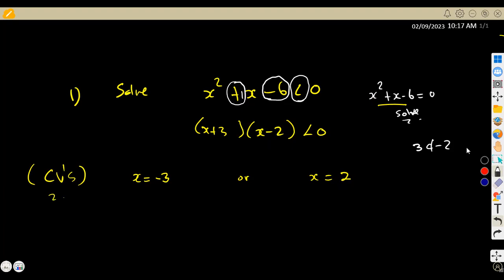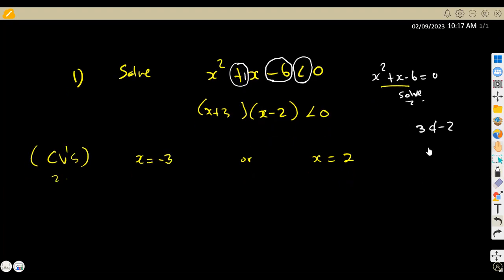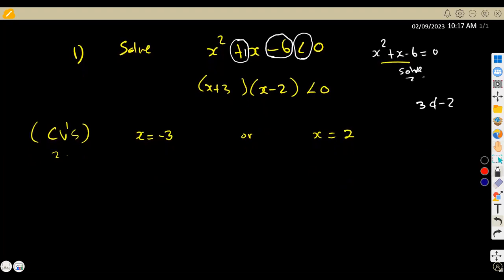But let's take this from the graphical method. To obtain the exact values from our graphical method, this is what is going to happen. You need to sketch the graph of f of x. In this case, our f of x is x squared plus x minus 6. This is your f of x.